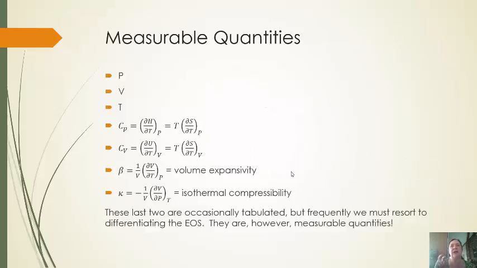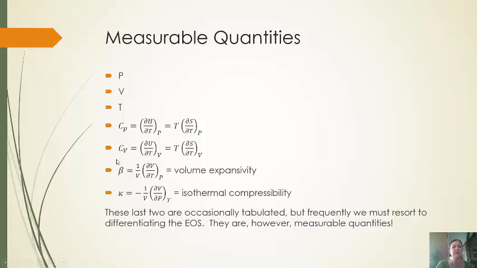So the things that we can potentially look up, the things we call measurable, are pressure, volume, and temperature, certainly. C sub P and C sub V, those are well-defined, well-established. You've been using those in other courses. And so C sub P is dH/dT at constant pressure. It also is equal to T dS/dT at constant pressure. C sub V is dU/dT at constant volume, or it is equivalently equal to T dS/dT at constant volume. So if we ever see any of these derivatives, we can just immediately replace them with Cp or Cv.